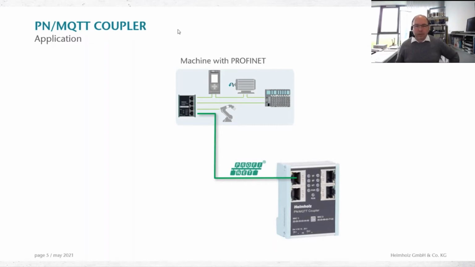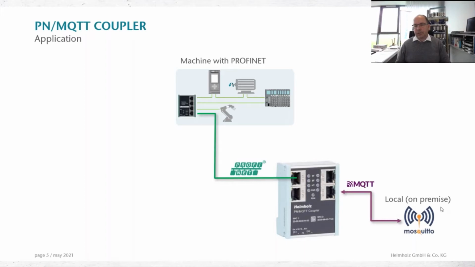And what does it do? We have a machine with PROFINET, with a PLC, a running machine, or a machine you are just designing at the moment. And you put this MQTT coupler in this machine. On the left side, you have a network interface to connect directly to PROFINET. And on the right side, you have a second, separate network interface to connect to MQTT participants, like a broker. For example, a typical local open source broker is Mosquitto, but this is just one application.